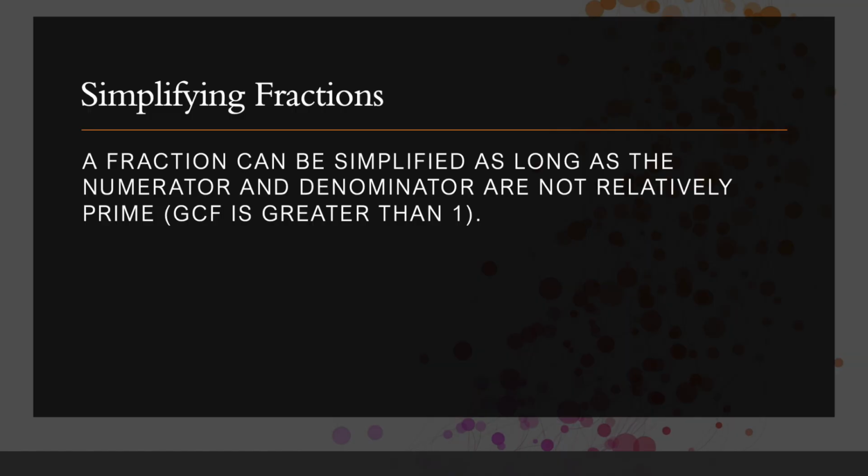So let me say that in a different way. And here we go. This is a definition you can write down if you want in your notes. A fraction can be simplified as long as the numerator and denominator are not relatively prime. Remember from our last video, relatively prime means the greatest common factor they have is 1. So if the numerator and denominator are not relatively prime, if they have a greatest common factor more than 1, it can be simplified. And you can keep simplifying it until they are relatively prime. Once they are relatively prime, then you have the simplest form of that fraction.